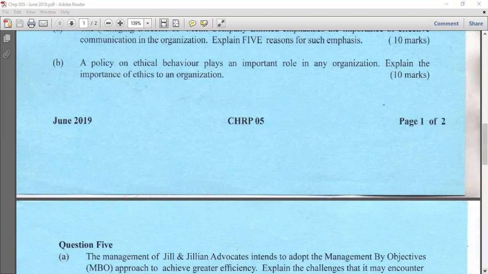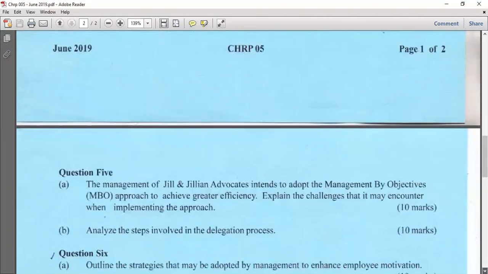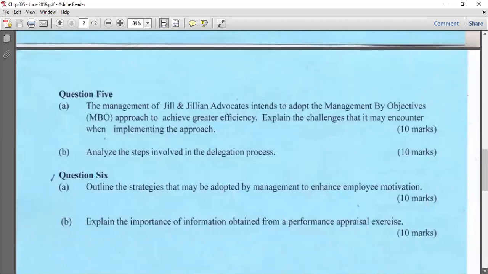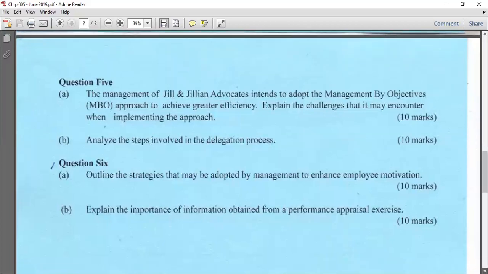Question number 5A. Stella, read for me. Who reads for me 5A?